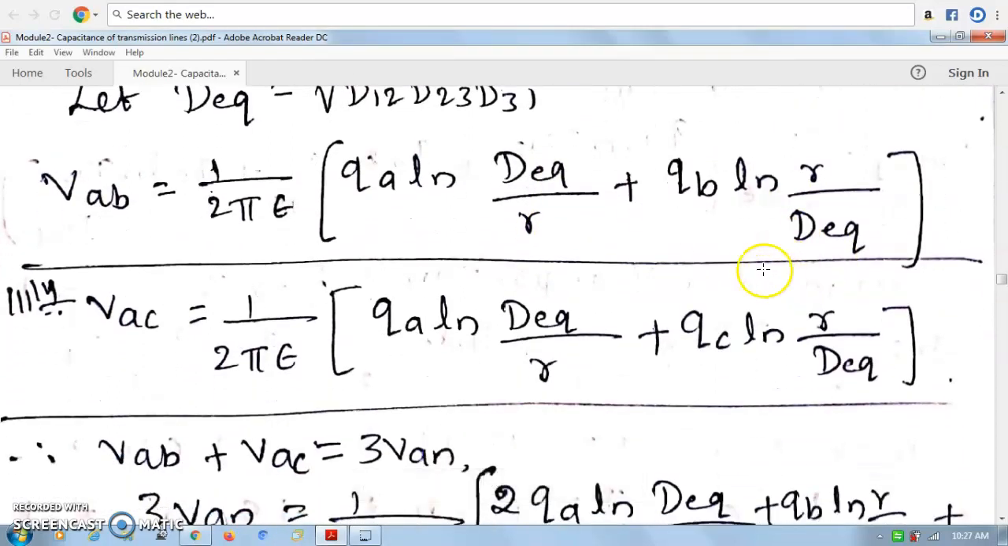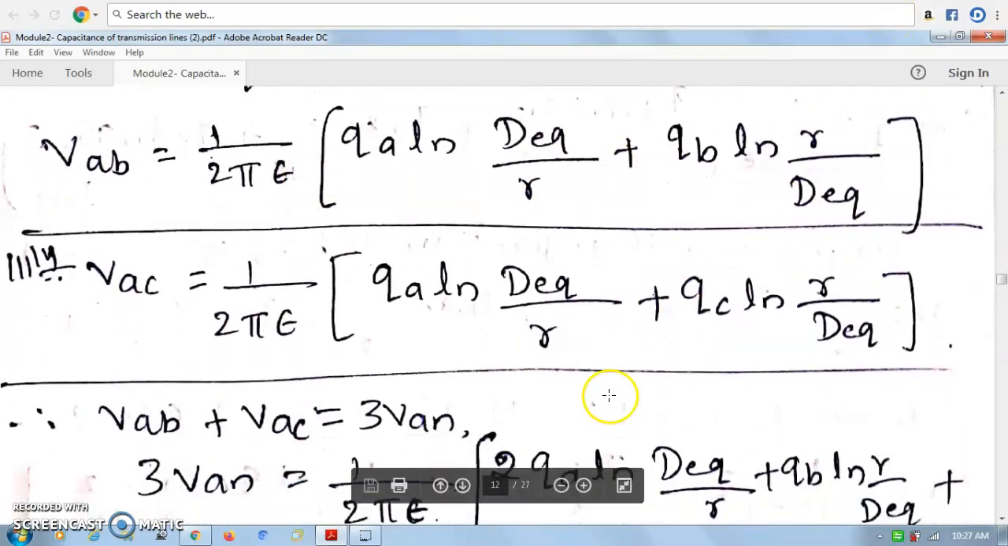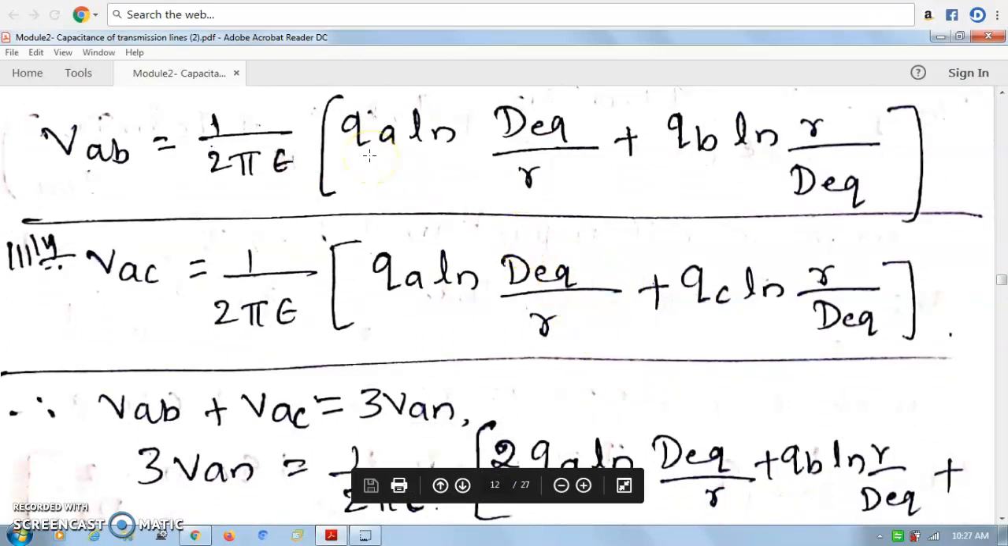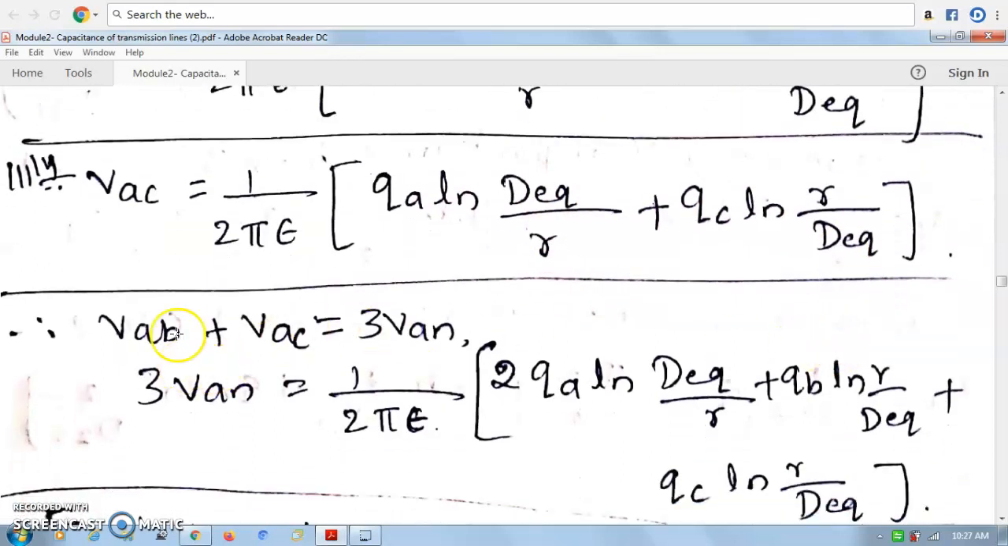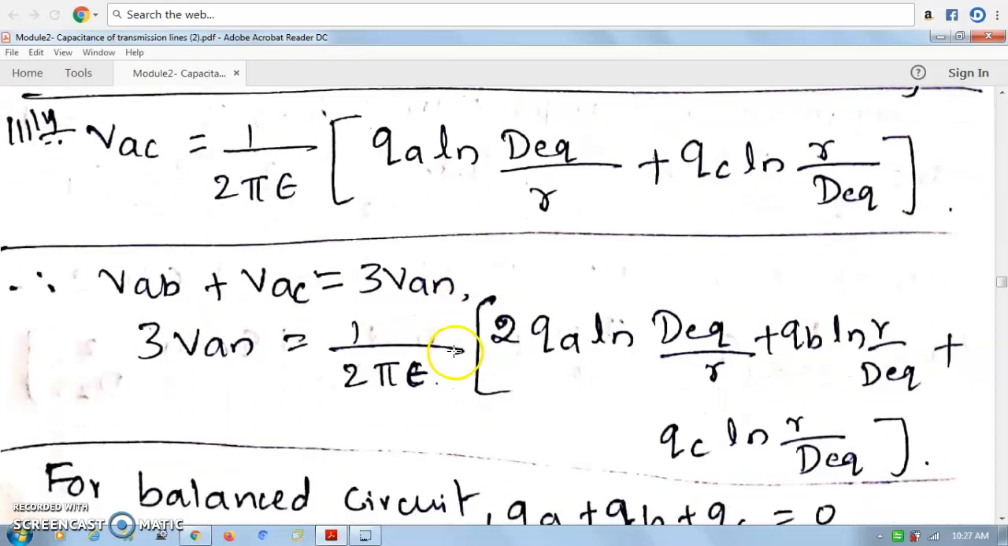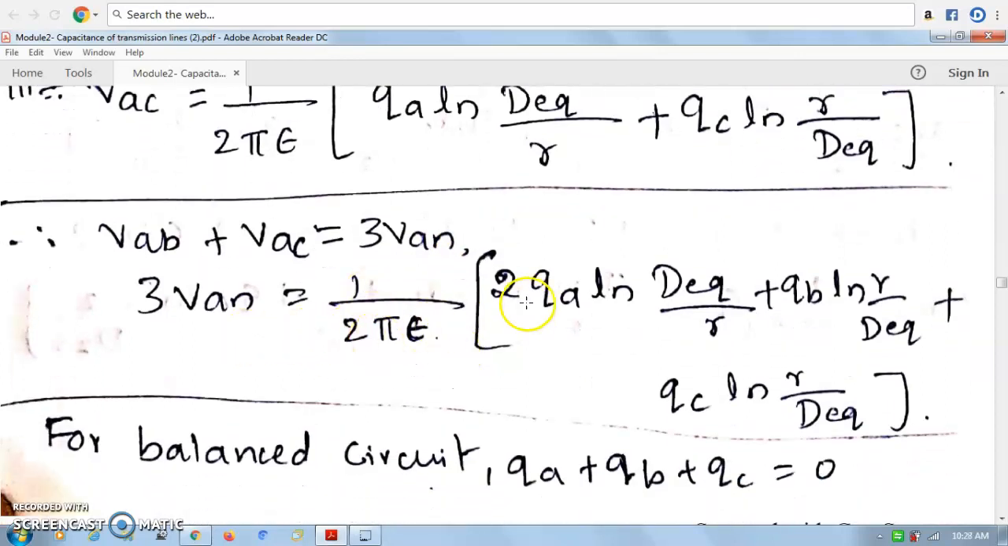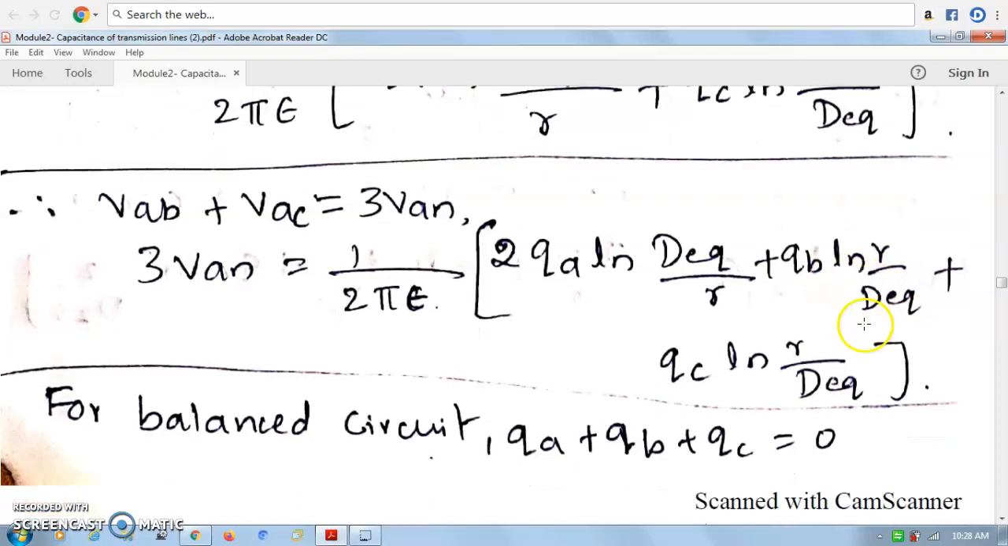Here is reverse order. Next, QA plus QB. This is for the VAB, and for the VAC, QA plus QC. Next, here D equivalent by R, here R by D equivalent, reverse order. Add these two terms, VAB plus VAC is equal to, already you know that with respect to the neutral, 3 times, I directly have to take the equation. A, B, C, 3 phase with respect to neutral, 3 times, with respect to neutral VAN.